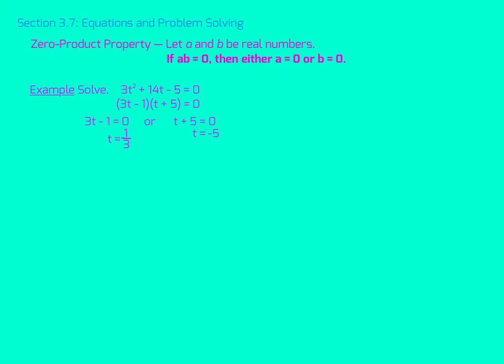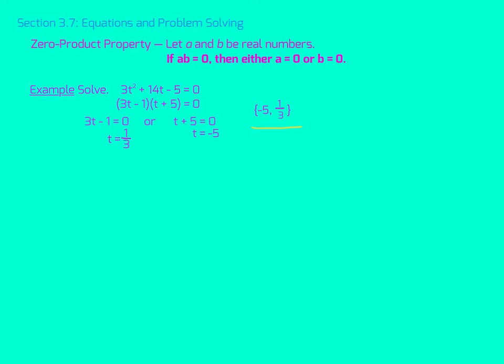Just like usual, unpause the video once you think you have your answer. Hopefully you got that t is equal to positive 1/3 or t would equal negative 5. Remember, you can always write it as a solution set. Negative 5, 1/3 would be our solution set. And again, the proper way to write it would be from least to greatest.